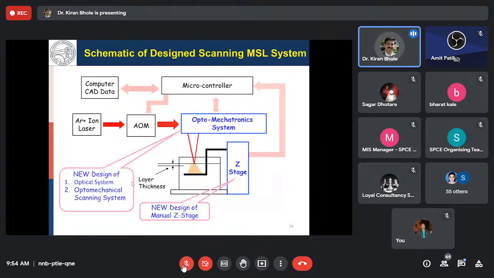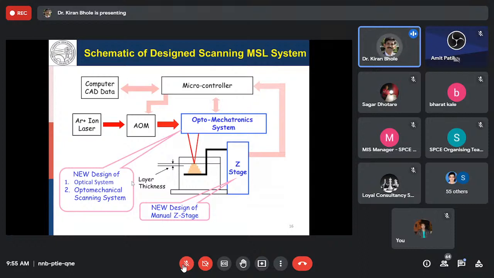This is the schematic of the scanning MSL system. So we have the computing system with the CAD data, in which we develop the CAD model which is to be fabricated, and then we slice it. Once we slice it, we get a number of 2D slices, and we run a scan path program on each of the slices. We get the XY data at a particular time, and also the laser on-off data.